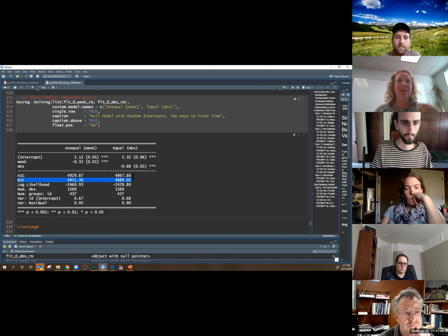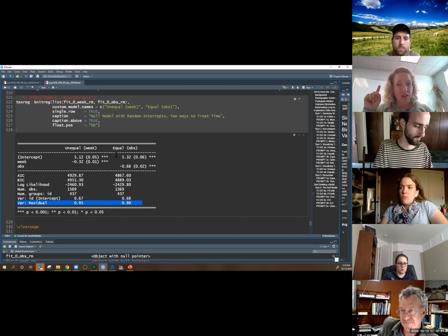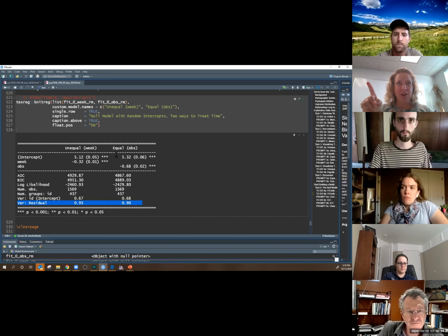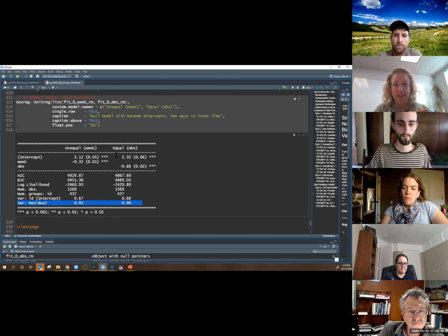What about BIC? Which one has the better fit according to BIC? This equally spaced one, because it has a lower number for BIC. Log likelihood follows the same thing. Let's look at the very bottom of the table, the residual variance. What do you want your residual variance to be, bigger or smaller? You want it to be smaller. So which model gives you smaller residual variance? The second model with the equal spacing. So if we're going to only use linear change, which one would be better to go with, week or OBS? OBS. OBS, thank you for saying it.